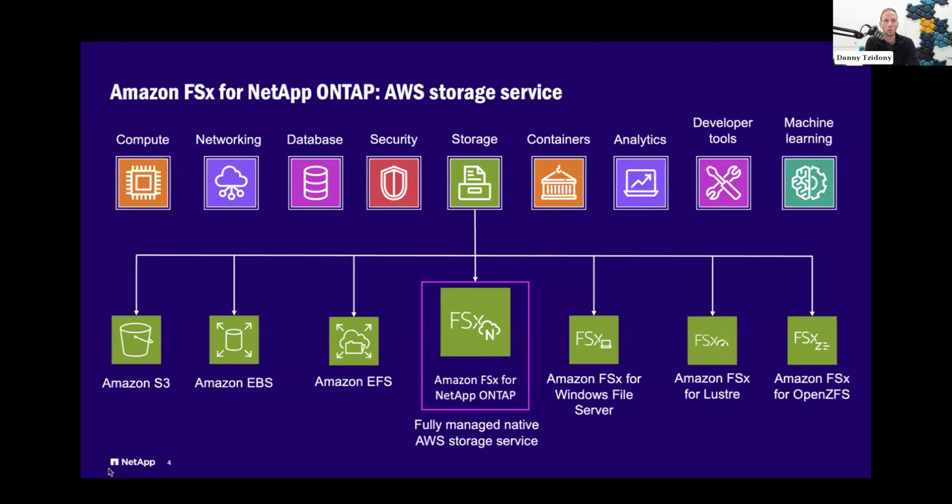And the block store is the elastic block storage, which is Amazon EBS, and the Amazon file system, which is EFS. And within the FSx families, there are different flavors. Among them is FSx for NetApp ONTAP, which is, as I've said, an AWS native service delivering NetApp ONTAP as a fully managed service.